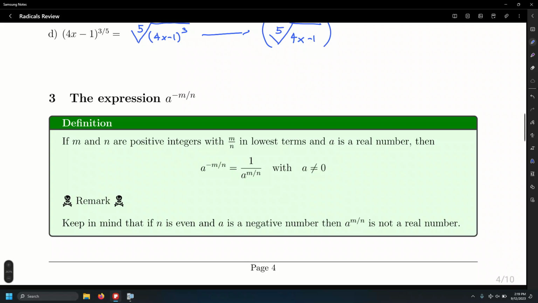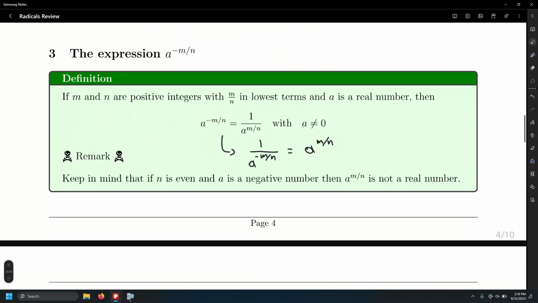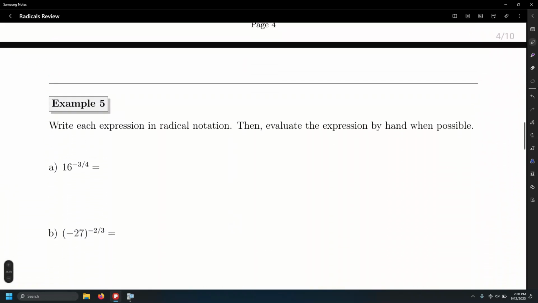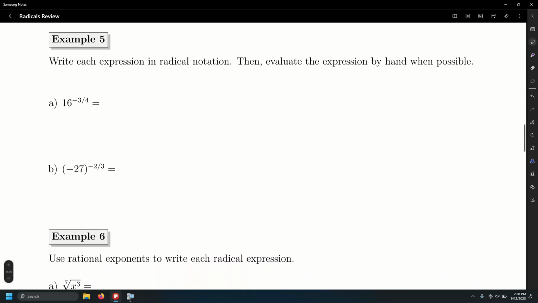Or, check this out, there's a part B to this that I didn't type, that I'd rather write instead. What if we had 1 over a to the negative m over n? Well, then move it to the numerator with a positive exponent. We can have it either way. And again, same advice here: if the index of the radical is even, then we cannot take that root of a negative number. All right, let's see. Write each expression using radical notation. Then evaluate the expression by hand whenever possible.